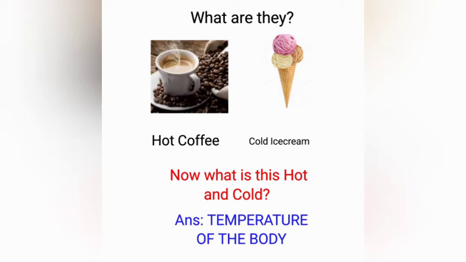Now, what can you see? A coffee and an ice cream. So, the coffee is hot whereas the ice cream is cold. That is chill. So, how do you differentiate between them? The differentiation between them is the temperature. So, the temperature of the two bodies differs here.